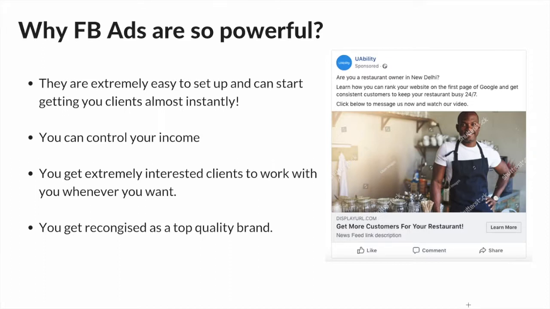The second thing is you can control your income. It would never have to be unpredictable where it's going up and down all the time. You can control when and exactly how much you want to earn and how much you want to spend on Facebook. You will get extremely entrusted clients to work with you whenever you want because right after clicking on this ad, people will go through this value video of yours and they would be 100% familiar with you, so you won't have to do cold calls.